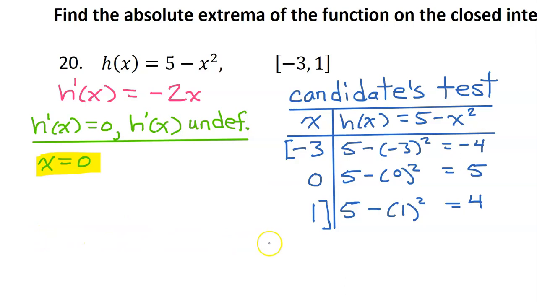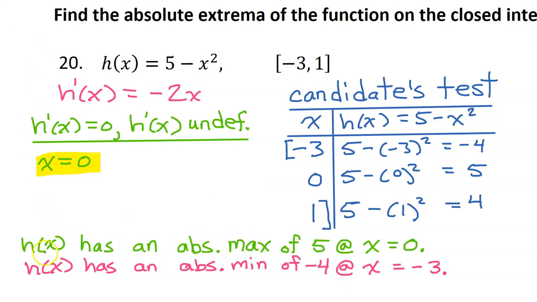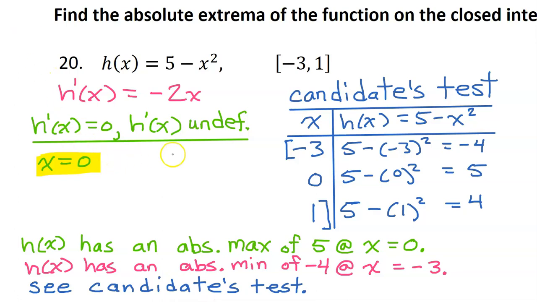So we're just going to go ahead and write that up the way you would on the AP exam. You would say h of x has an absolute max of 5 at x equals 0. h of x has an absolute min of negative 4 at x equals negative 3. The only thing missing is the justification. You're going to love this. It's important that you label the candidate's test using the words candidate's test because your justification is simply see candidate's test.